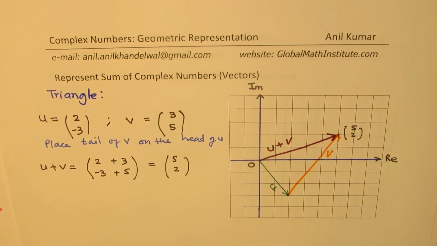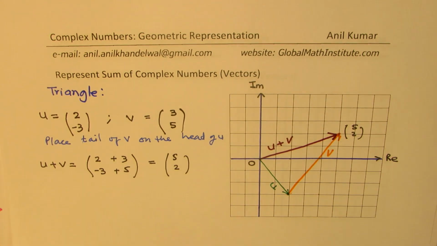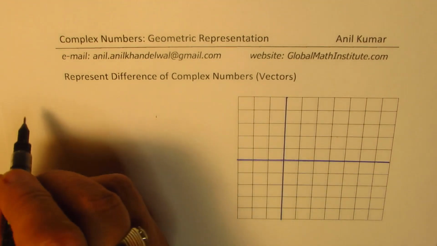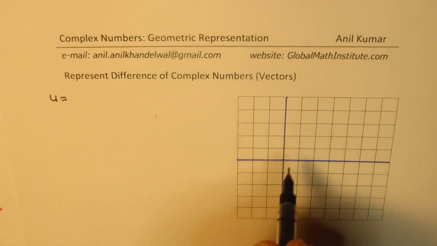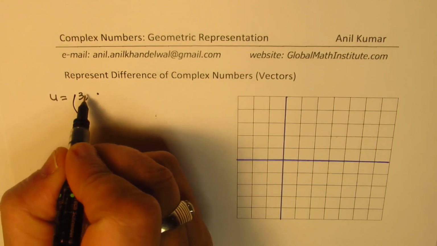So that is how you can perform addition of complex numbers when you are using the vector method, right? So using a triangle, that's how we can actually add them. Now let us see how to subtract the complex numbers, again using position vectors. Let's take an example here as u equals, let's say, 3, 4.